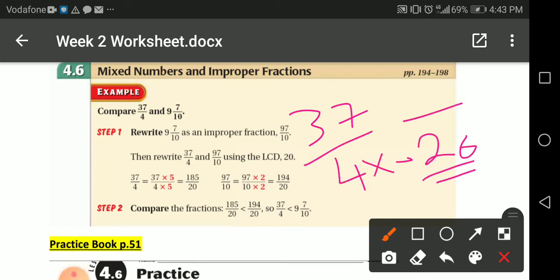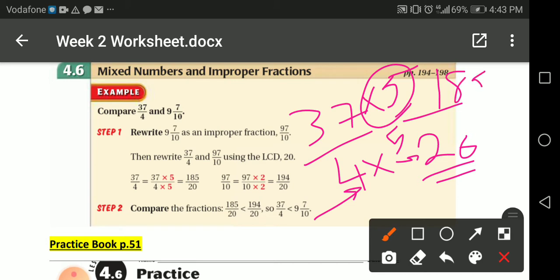4 times what gives me 20? 4 times 5. What I do down, I do in the numerator up. So multiply the same by 5. 37 times 5 will give you 185.